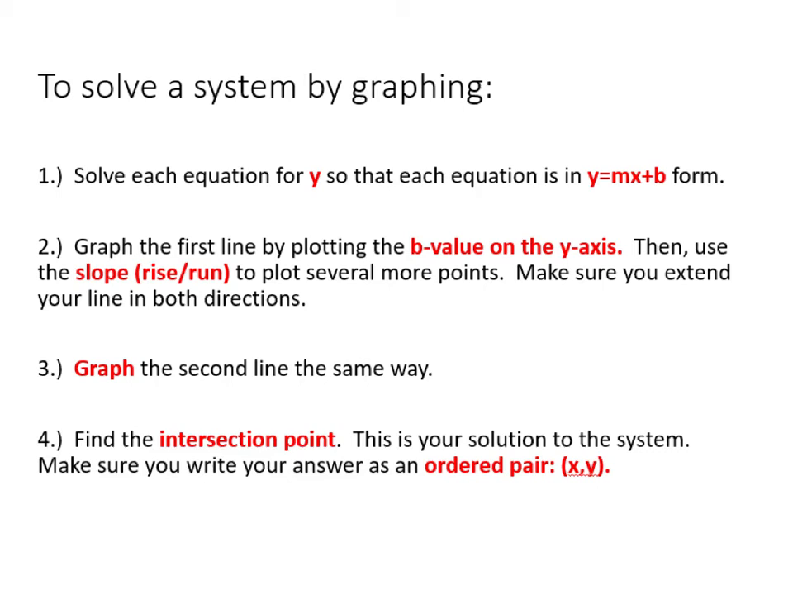In order to solve a system by graphing, you have to follow these steps. First, you would solve each equation for y so that it is in y equals mx plus b form. Then graph the first line by plotting the b value on the y-axis. Then use the slope, rise over run, to plot several more points, making sure that you extend your line in both directions. Then graph the second line the same way, and finally find the intersection point. This is the solution to the system, and you're going to write your solution as an ordered pair, or x comma y.